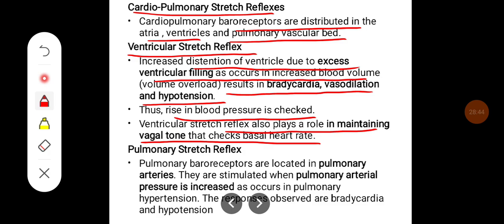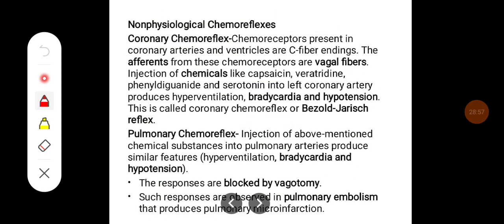Pulmonary stretch reflex. Pulmonary baroreceptors are located in the pulmonary arteries. They are stimulated when pulmonary arterial pressure is increased, as occurs in pulmonary hypertension. The responses observed are bradycardia and hypotension.